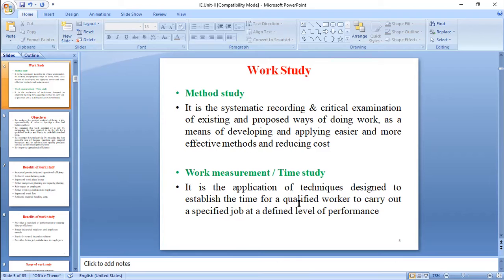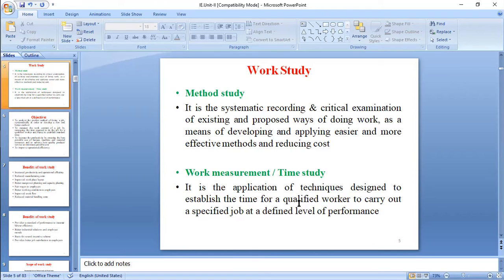So what does method study mean? It is a systematic recording of the existing work. We need to examine the existing work and analyze different methods to improve the product and the efficiency of that method, and we need to set one standard method. If we need to reduce the cost related to that method, then we need to have some standard method.